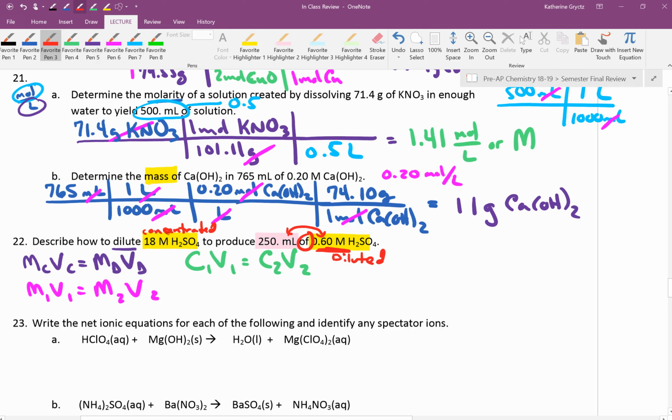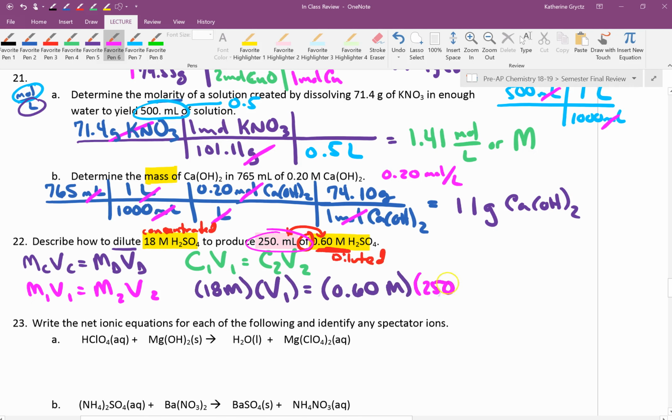It doesn't matter what you call them, 1's or 2's, C's for concentrated, D's for dilute. But we have 18 molar. We do not know the volume of this one. We know the other concentration is 0.60 molar. And up to this point, whenever we used molarity, we had to convert volume to liters. But I want to show you something that works here.